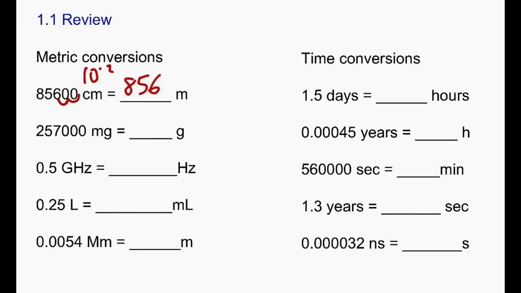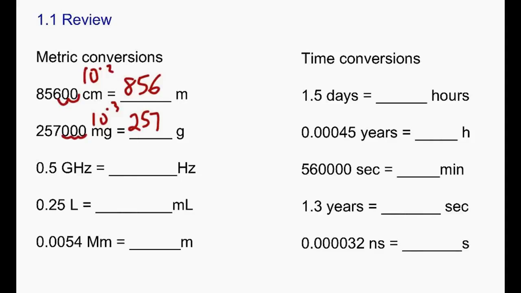And the same thing would work for the next example. You can see we've got 257,000 milligrams, and we want to get that in grams. If you look on your chart, milli is to the -3. So that means we're going to move the decimal over 3 spots. So our answer for this one should be 257. It doesn't matter what the units are, just use your chart to help you out if you're stuck.